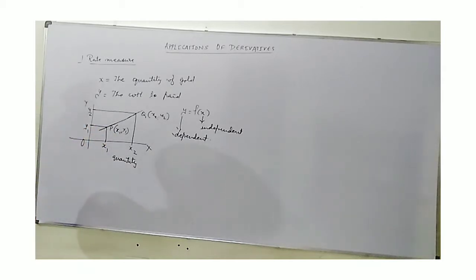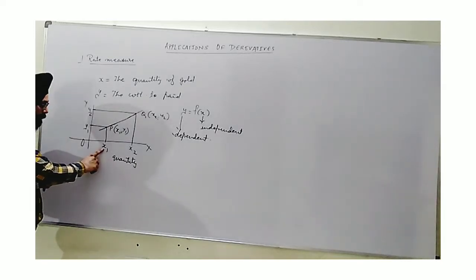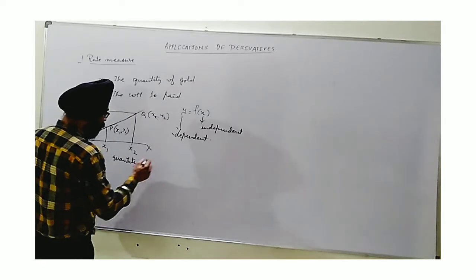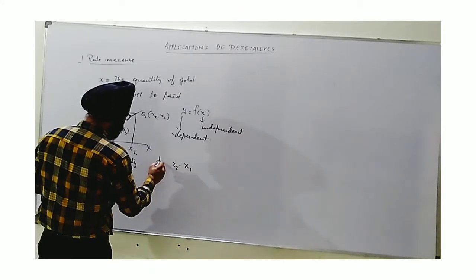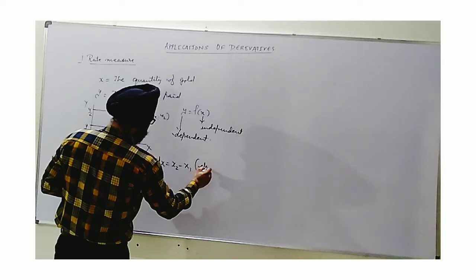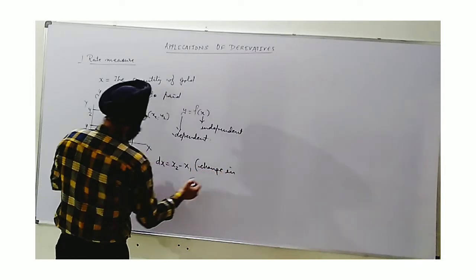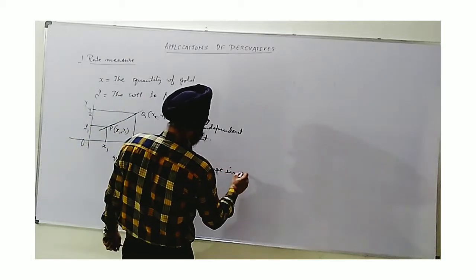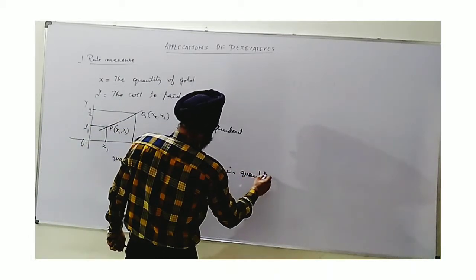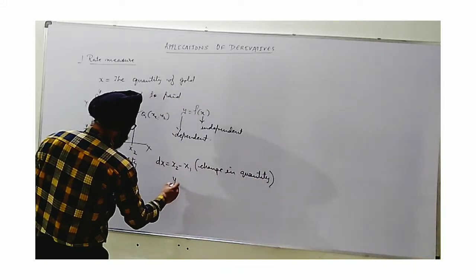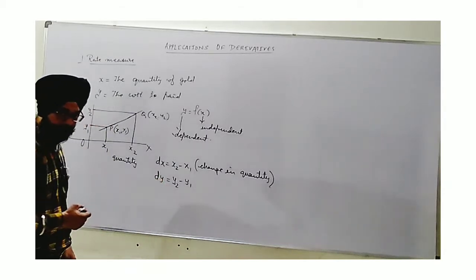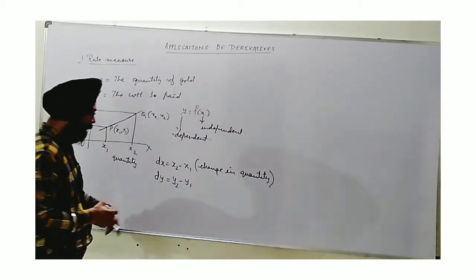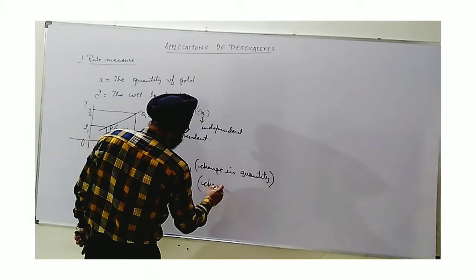Now how can we relate this to differentiation, derivatives? Here I see that initially quantity is x1 and later it is x2. Then the difference between them will be x2 minus x1. This difference will be known as change in, as x I have taken the quantity, change in quantity of gold, and secondly, if y2 minus y1 I find, this difference will be denoted as dy. Difference between the values of y is dy. So this is what? This is change in cost.